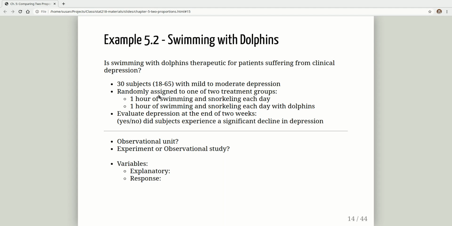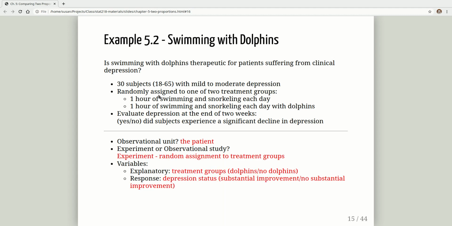Our variables, the explanatory variable is our treatment, right? So swim with or without dolphins. Our response variable is yes or no, did the depression symptoms decline?